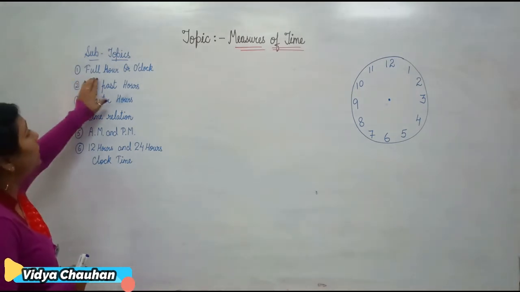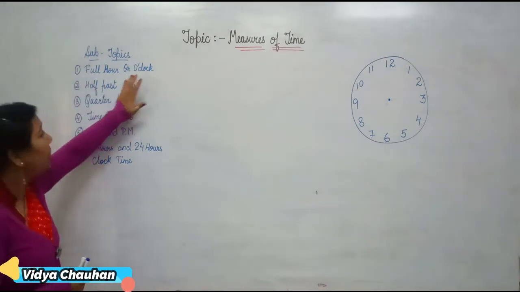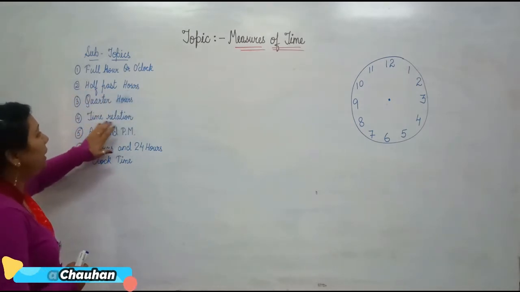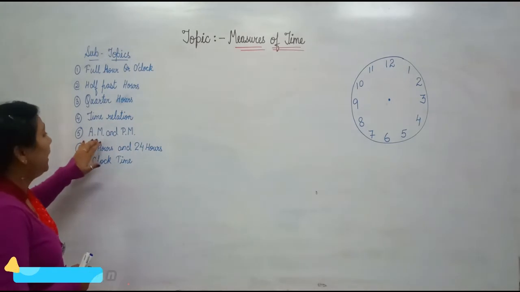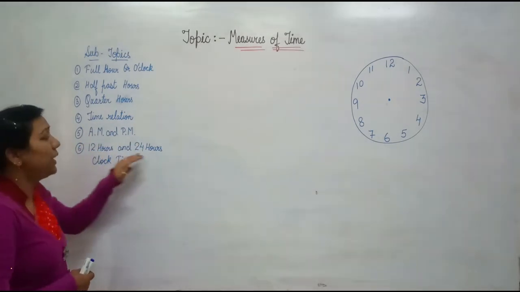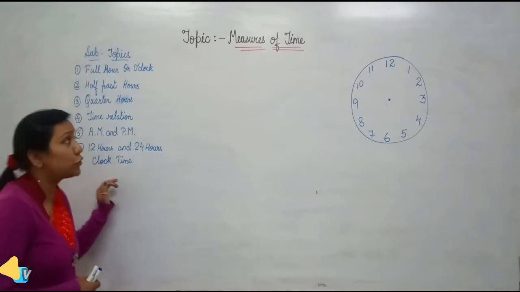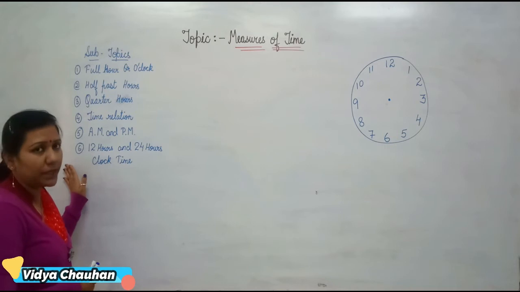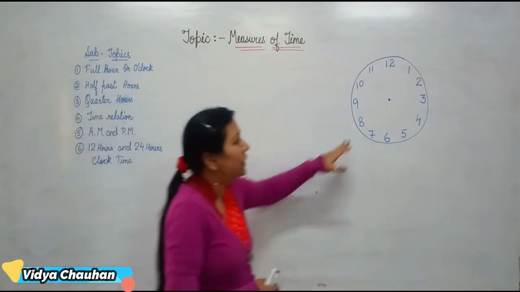The topics are full hour or o'clock, half past hours, quarter hours, time relation, AM and PM, and along with this we will discuss the 12-hour and 24-hour clock. So today in this lecture we are going to discuss these topics. Very first, starting with the time.